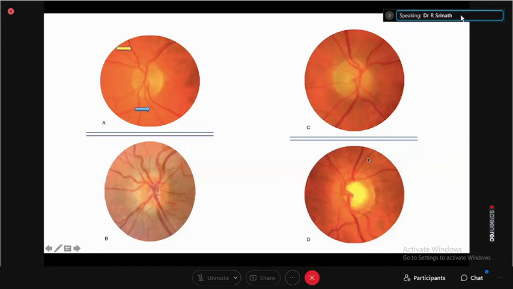And the lowermost, which is D, is a glaucoma. In the glaucoma, the actual size of the cup is huge. The cup size is enlarged. So it is possibly because of raised intraocular pressure.